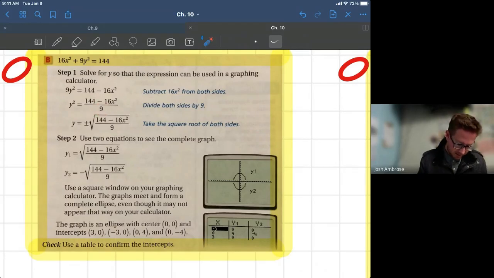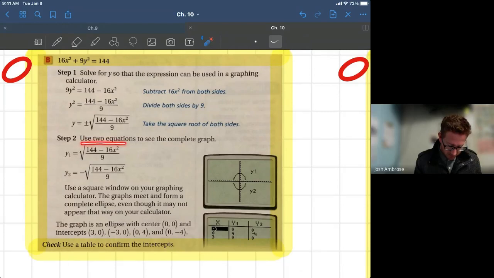And then you got to get rid of that square. Okay, so how do you get rid of that square? By taking the square root of everything. That's what crosses out that square, leaving just y by itself. But don't forget, you got to do plus or minus, because both representations need to be shown. That's what gives you that plus or minus.